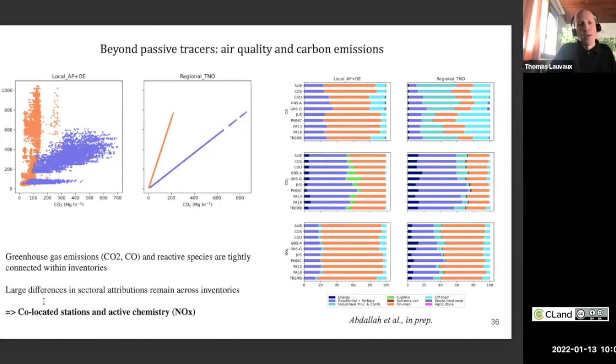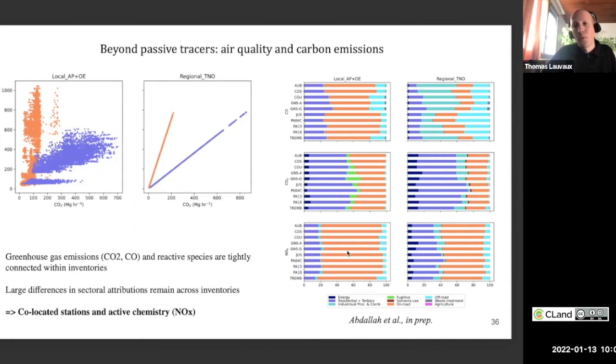First of all, you need to have measurements. We're lacking collocated measurements. So we're deploying now, for example, over Paris and over a couple other cities in Europe, we try to co-locate air quality stations with greenhouse gas stations. If you talk about NOx, we also talk about active chemistry. And so far, everything I've shown you has assumed that CO2 is passive. There is no chemistry. Chemistry will be another line in my list of uncertainty sources. I show you also why I want to go there.